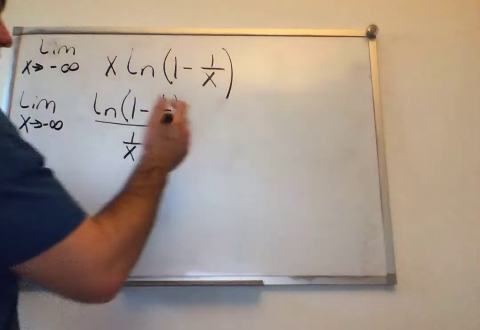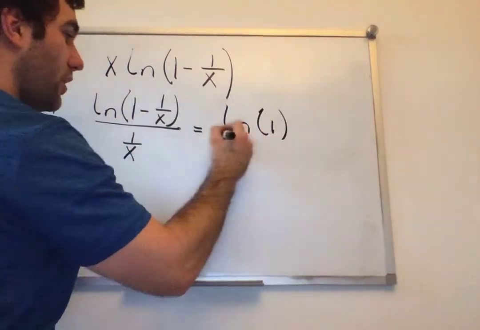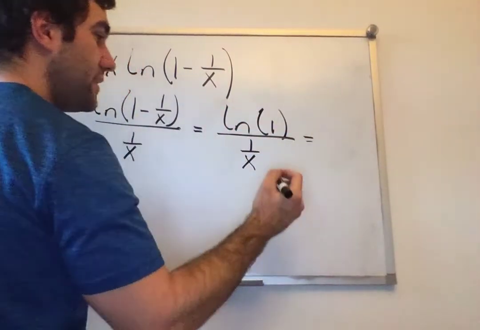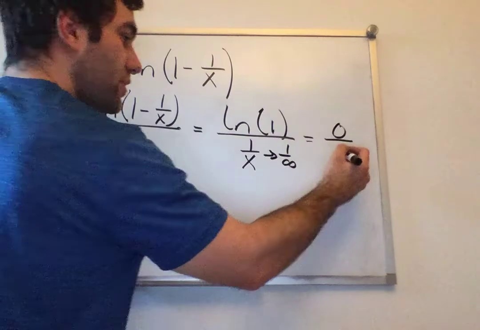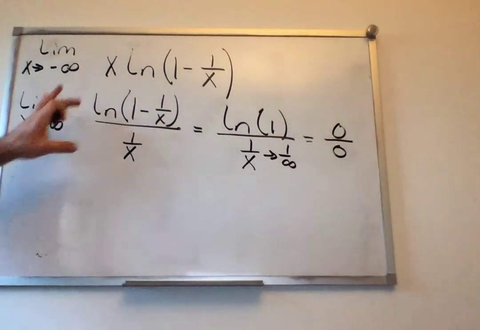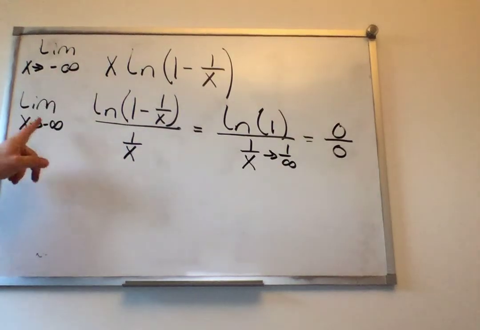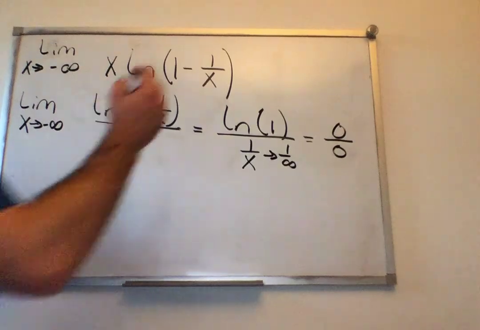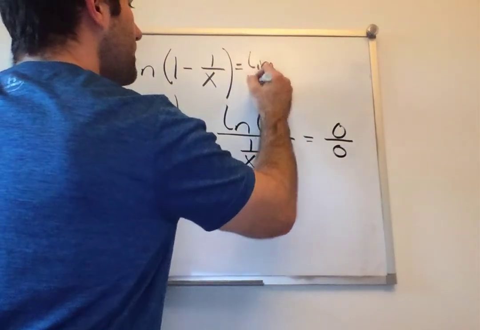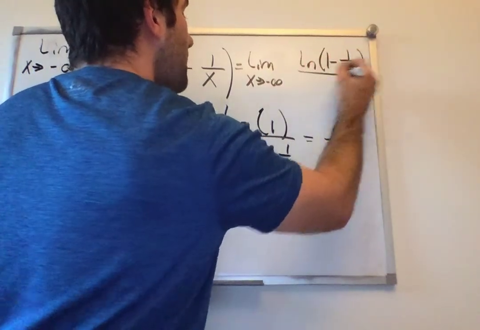Now let's go ahead and find the limit. Well, this part is going to come out to be the ln of 1, divided by 1 over x. This is equal to 0 over 1 over infinity, which we just talked about as 0. Now I have this limit in the correct form, because when I evaluated the limit, I got 0 over 0. Since I have 0 over 0, I can apply L'Hopital's rule. So I'm going to rewrite it over here. Limit as x goes to negative infinity of ln of 1 minus 1 over x divided by 1 over x.